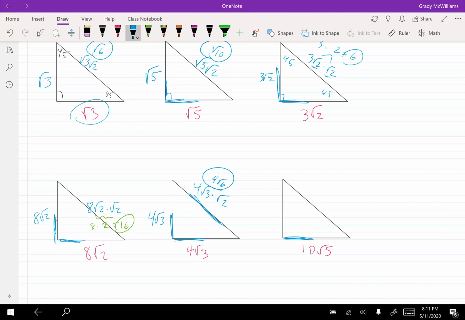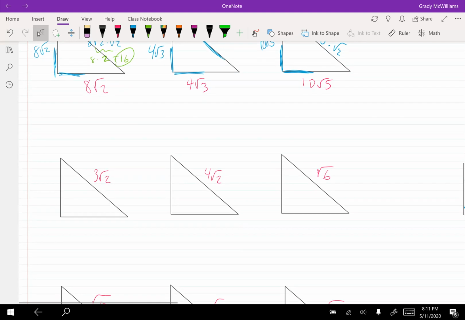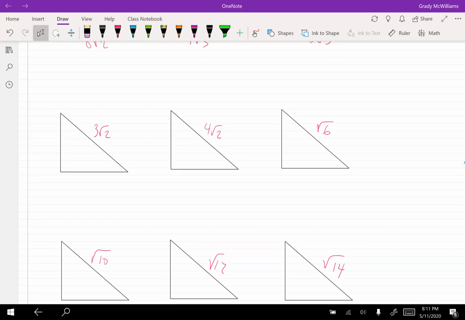Okay, here's a leg again. 10 square root of 5. Here's another one. 10 square root of 5. Sorry, that's kind of sloppy. But we take the 10 square root of 5 and times it by the square root of 2. These can be multiplied together to give you square root of 10. So it's 10 square root of 10. There's your answer. Okay, so most people don't have as much trouble when you are given the legs. It's when you're given the hypotenuse. You can kind of work backwards.